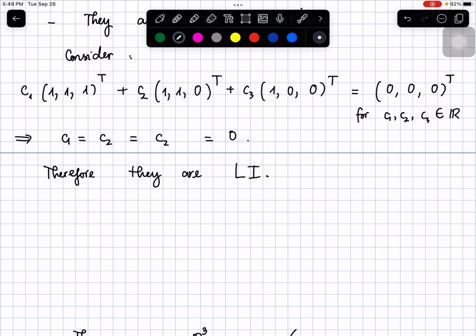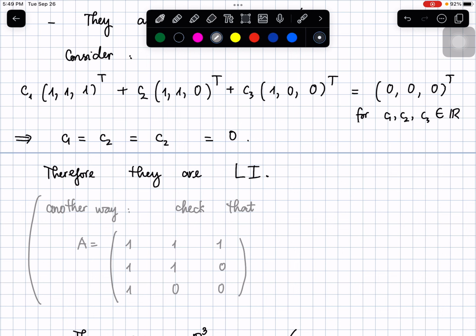So I'll write here the other way to check that. So let's say matrix A is the matrix with the first vector (1, 1, 1) put in the first column, the second vector (1, 1, 0), and the last vector (1, 0, 0). Matrix A has determinant of A non-zero.